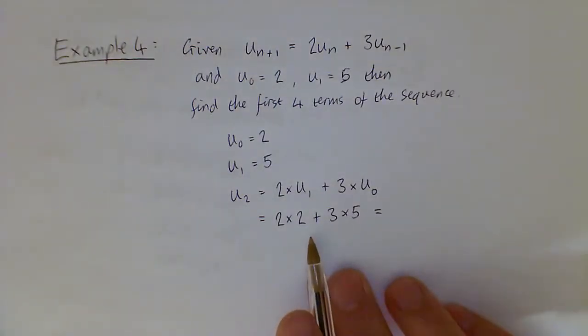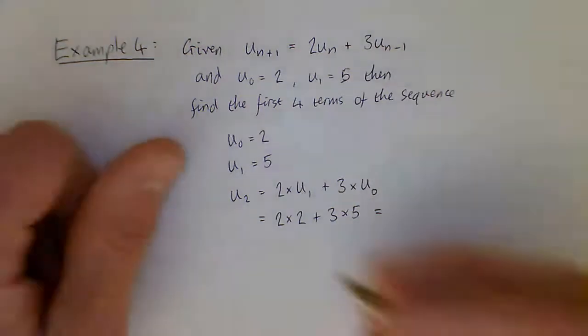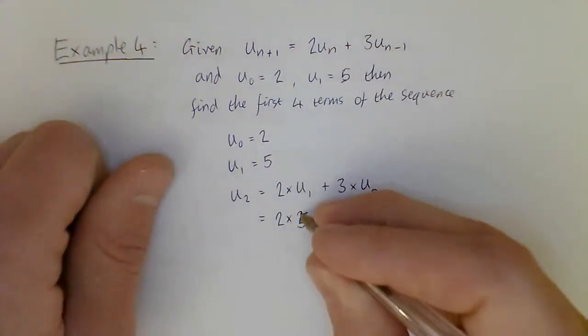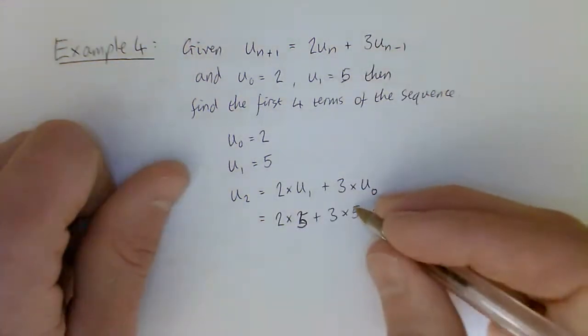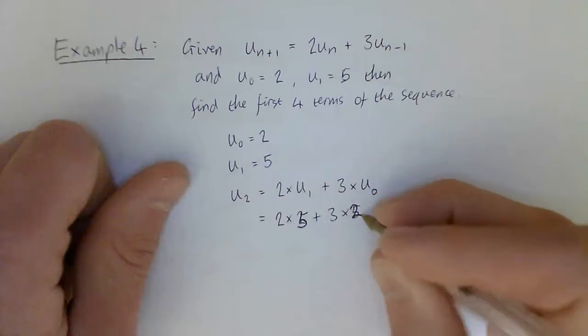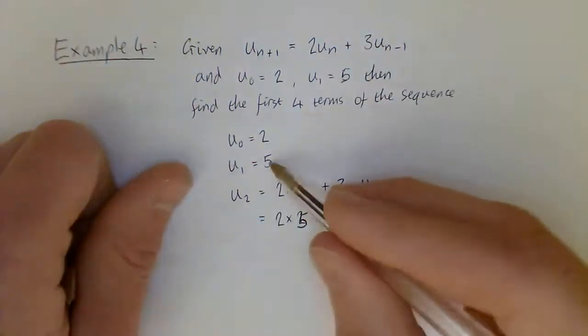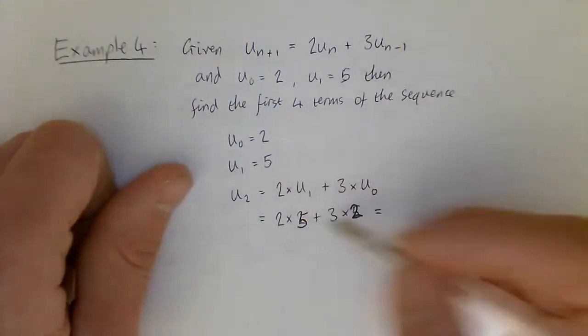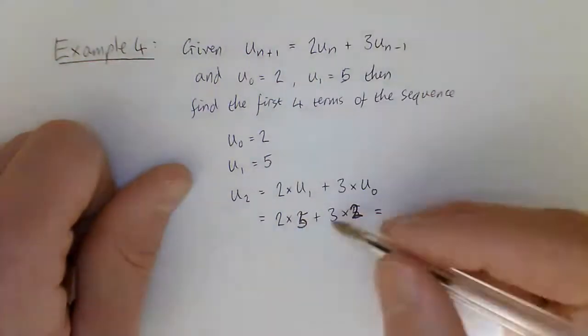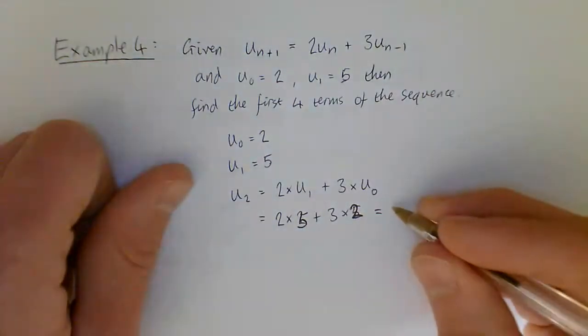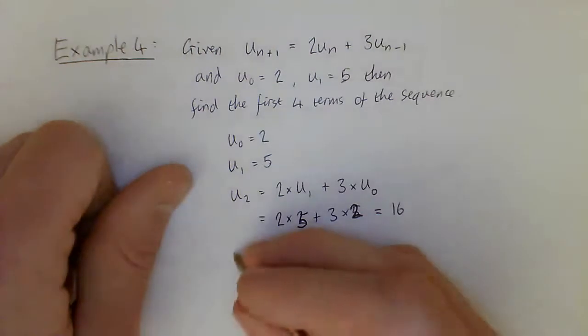I've put those in the wrong order. Apologies. 2 times 5 plus 3 times 2. Look back carefully. Our U1 was 5. Our U0 was 2. Apologies, I put those in the wrong way around. So that is 10 plus 6, which is 16.